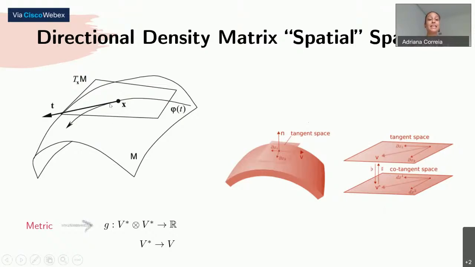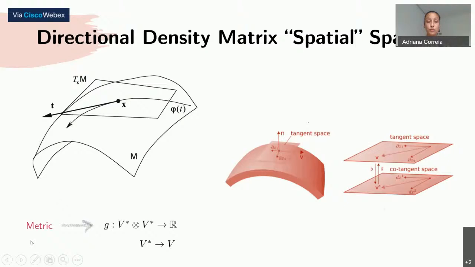And then we can take the inner product on this tangent space. That's this function here. That's the metric. Now, the metric also serves as a map between the dual vector space and the vector space. And the dual is the cotangent space.